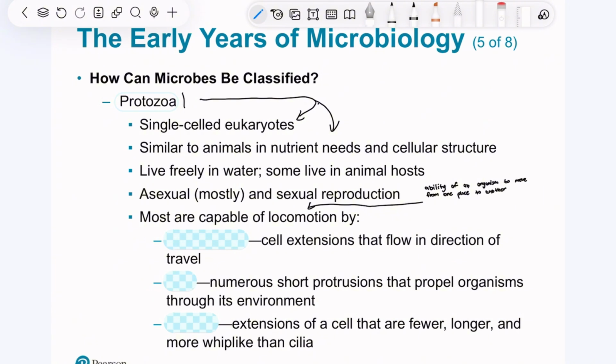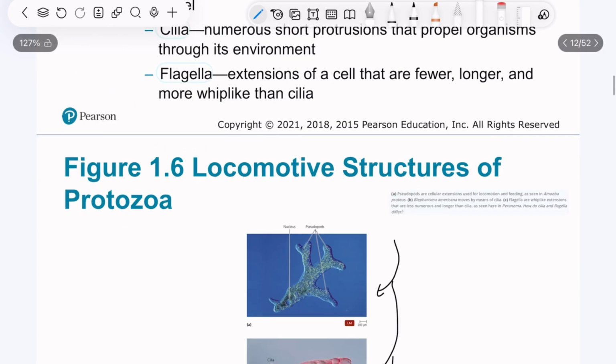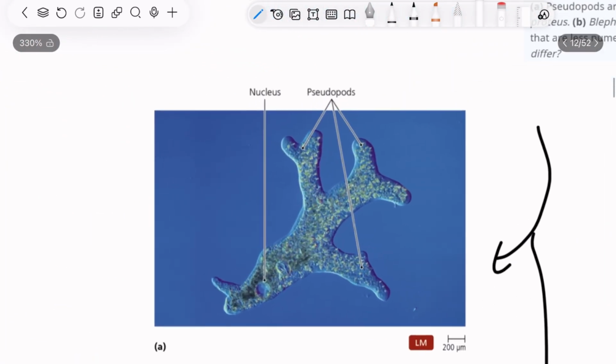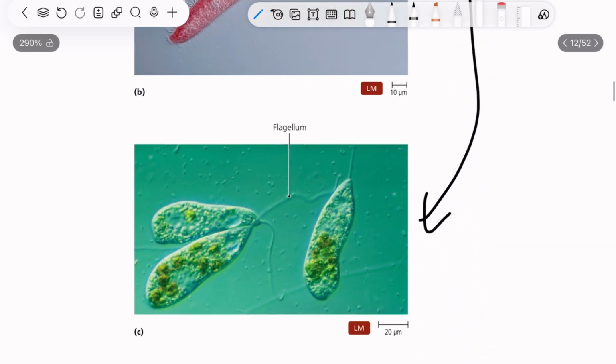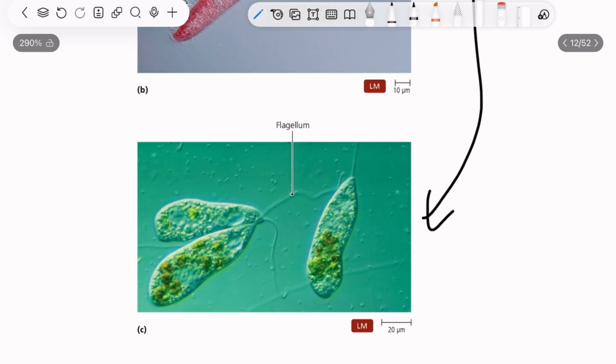And most are capable of locomotion by pseudopods, which are cell extensions that flow in the direction of travel; cilia, which are numerous short protrusions that propel organisms through their environment; and flagella, which are extensions of a cell that are fewer, longer, and more whip-like than cilia. So here's an image of a pseudopod, here's an image of cilia, and here's an image of a flagellum.